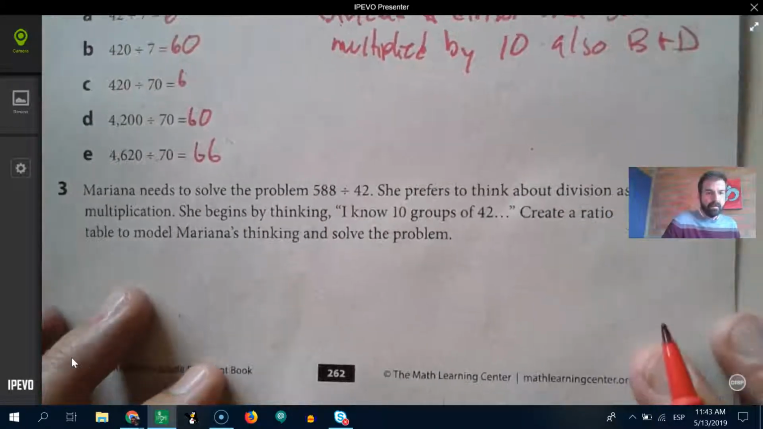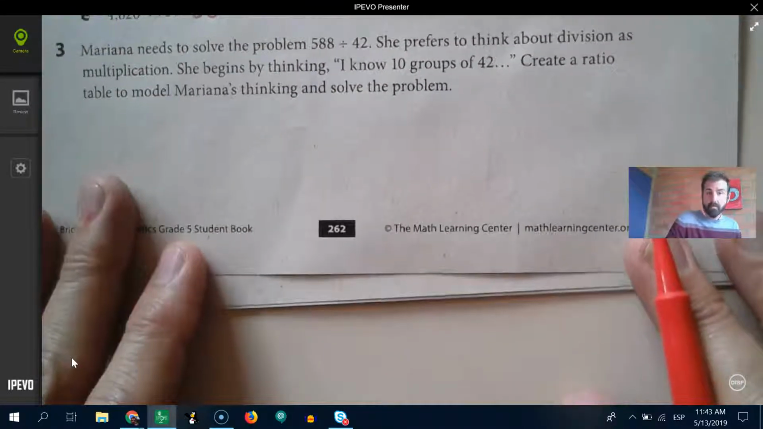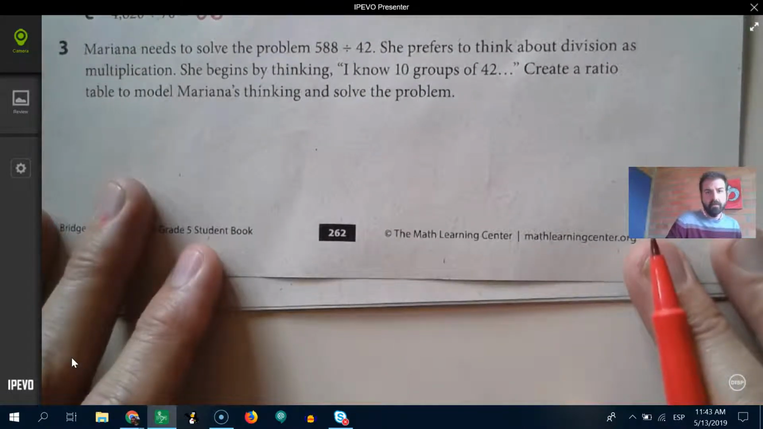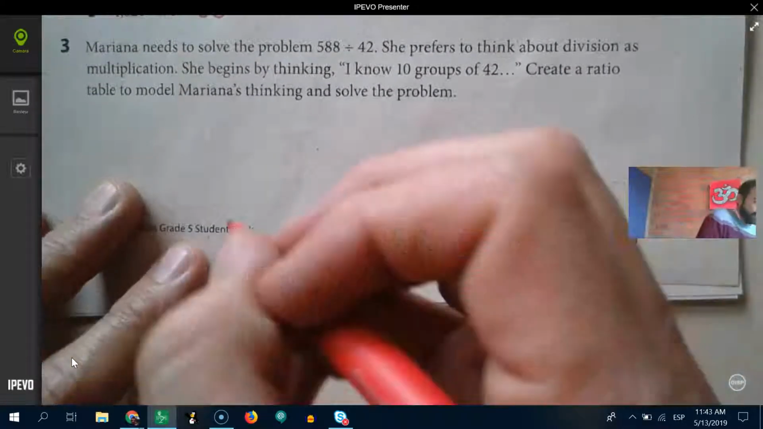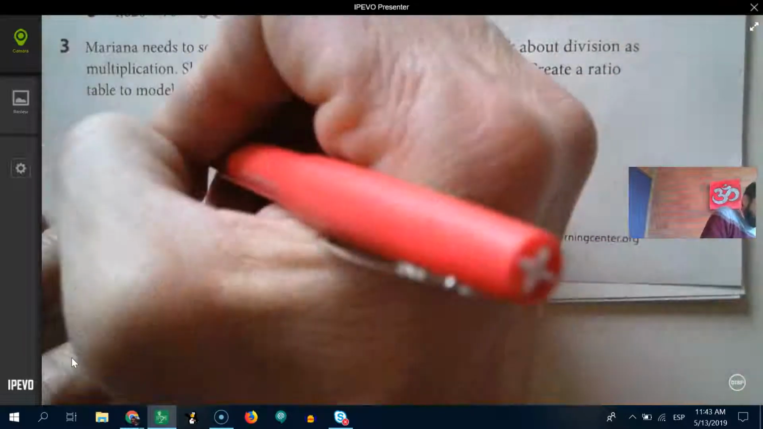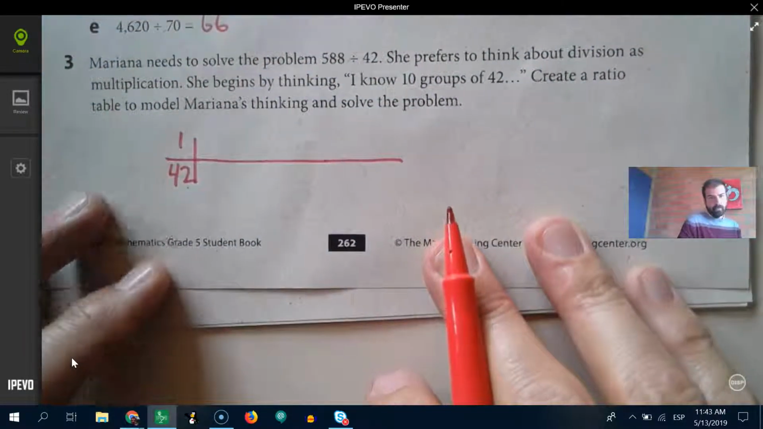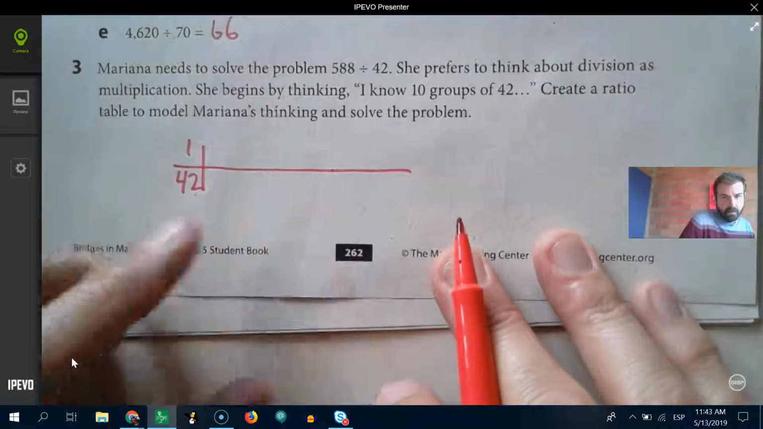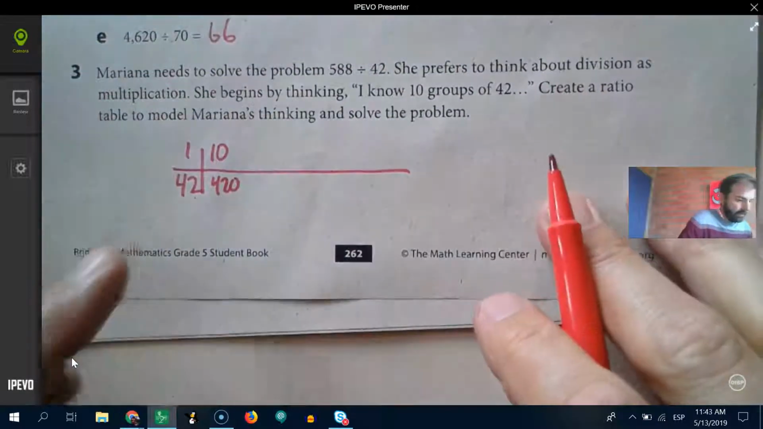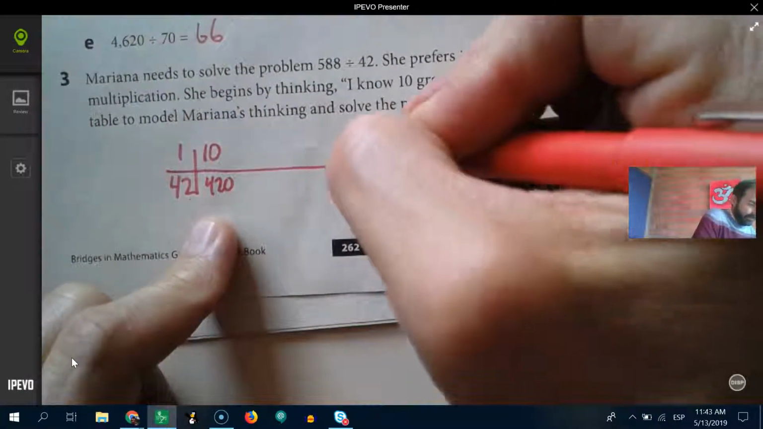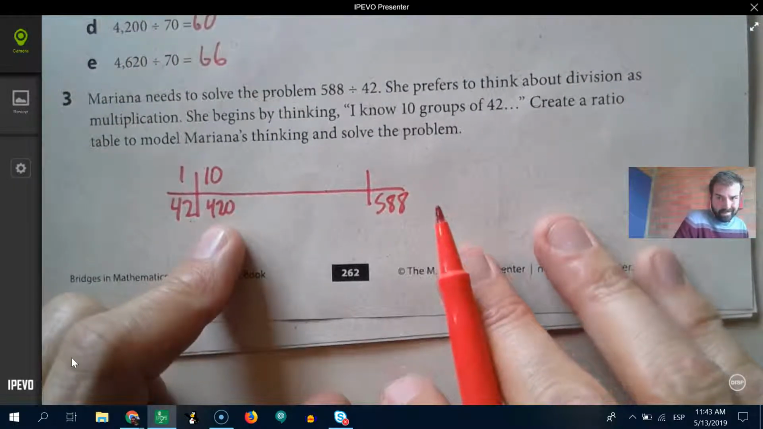Alright, Mariana needs to solve the problem 588 divided by 42. She prefers to think about division as multiplication. She begins by thinking, I know 10 groups of 42. Create a ratio table to model Mariana's thinking and solve the problem. Alright, so she knows 1 is 42. So she knows 10 groups is 420. My target is 588. So right there, that's a difference of 168.